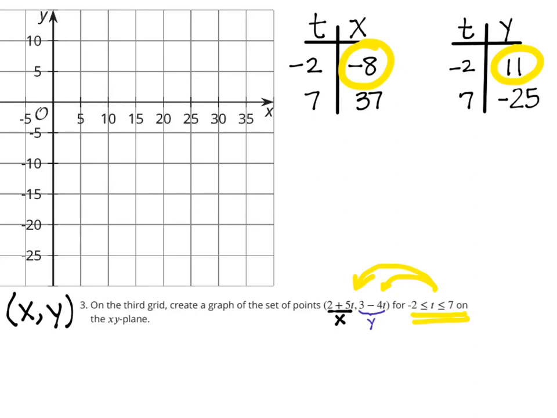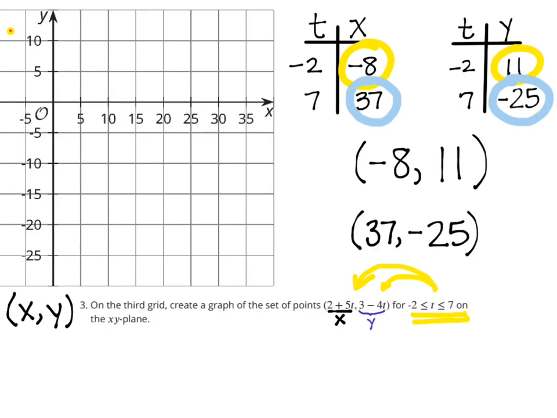So one of the coordinate points is going to be -8, 11. The other one is 37, -25, which is going to be another coordinate point. So we've graphed the first one. Here's -8, 11, and I did kind of have to eyeball it. And the other one is down here where I did 37, -25. And again, I did the best I could in getting it down here to where it should be. And there's the graph of the line.